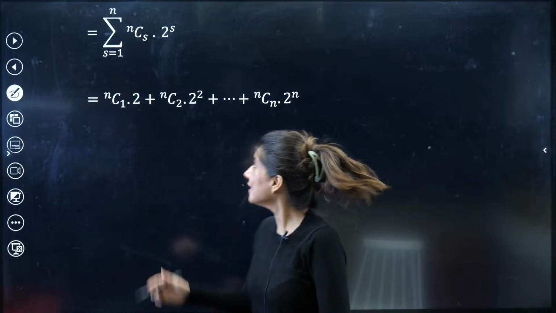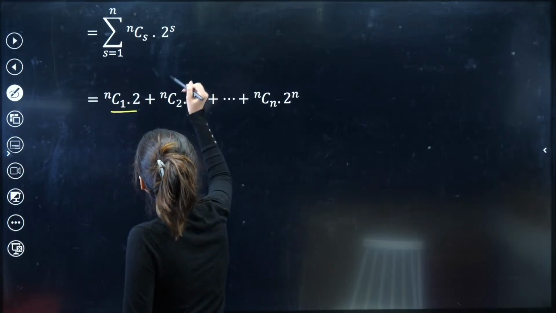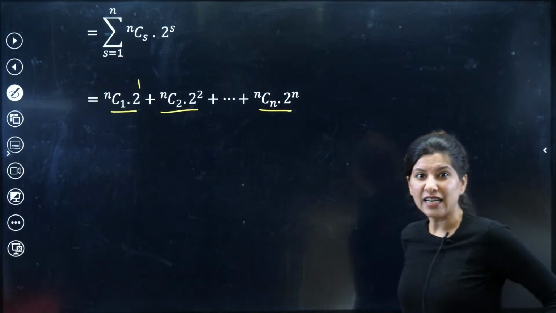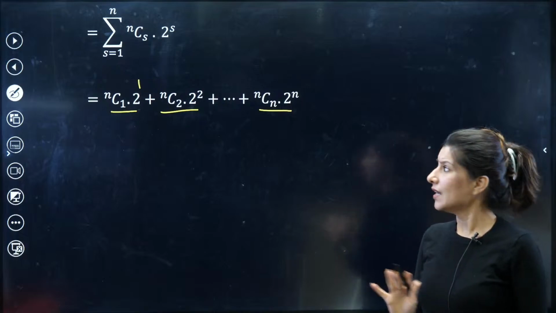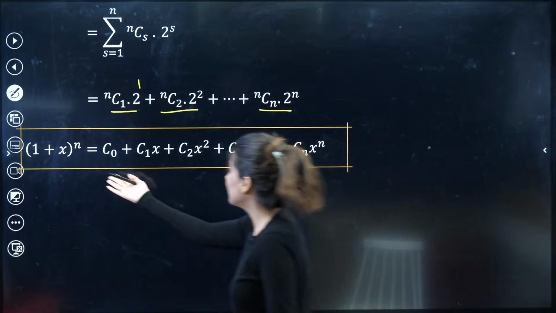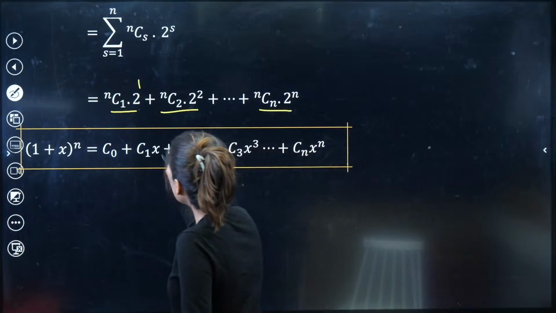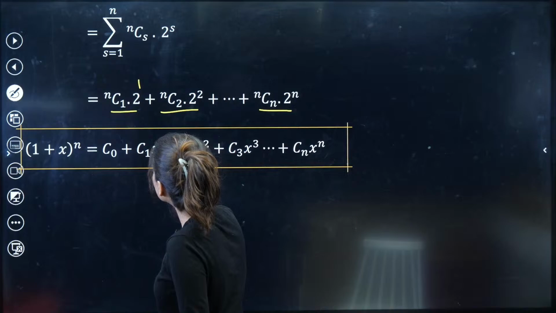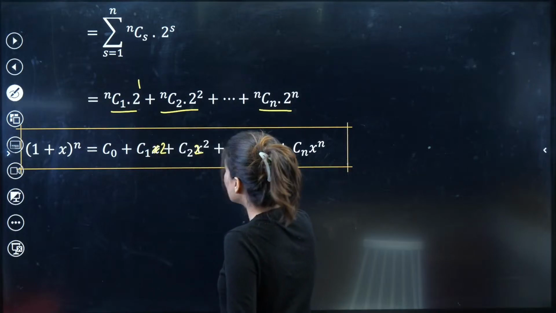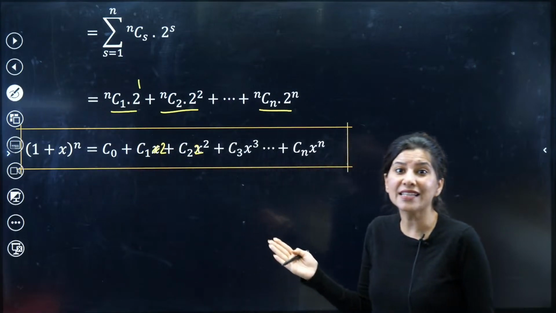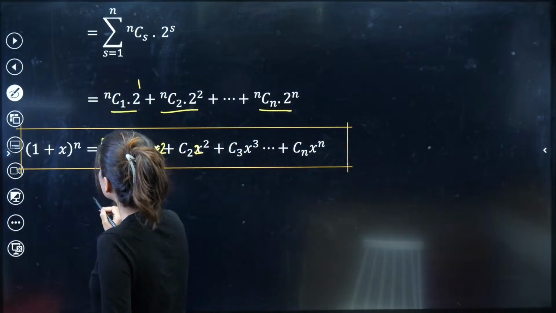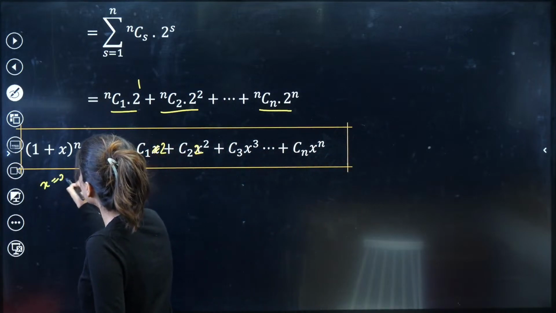The moment you expand this, NC1 2 raised to power 1, NC2 2 square, this is actually an expansion, but not the complete expansion. Let me write what expansion I remember. If I put X equals to 2 over here, this is NC1 2, then 2 square, 2 cube. It feels like somebody has substituted X equals 2, except this term I am not having.